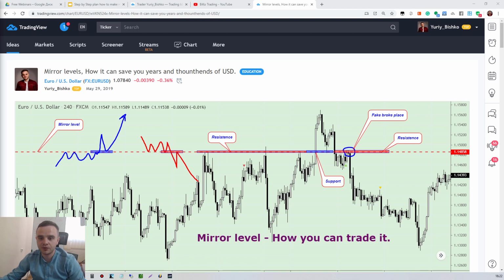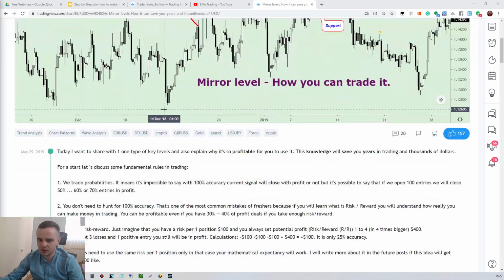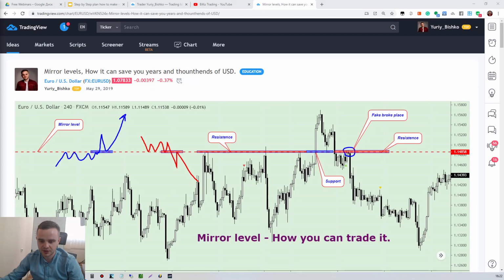I will put an additional lesson on Fibonacci and add it to the course. This lesson will be completely about mirror levels. That's all. Once more, about mirror levels, what I would like to tell you. What is a mirror level?